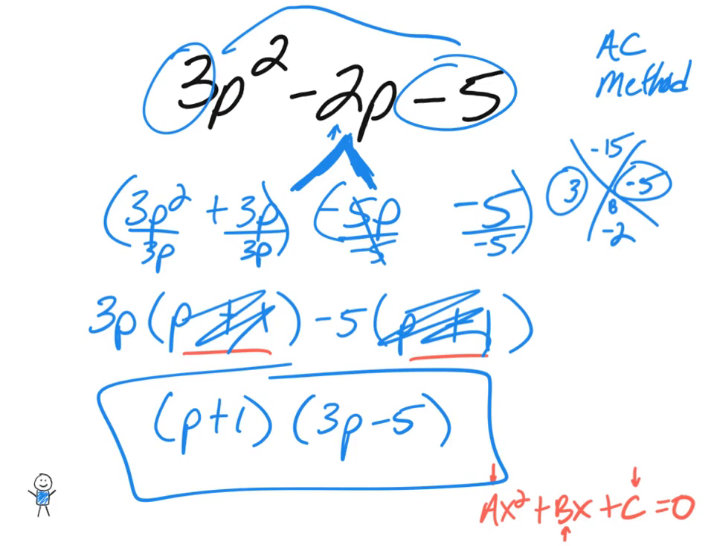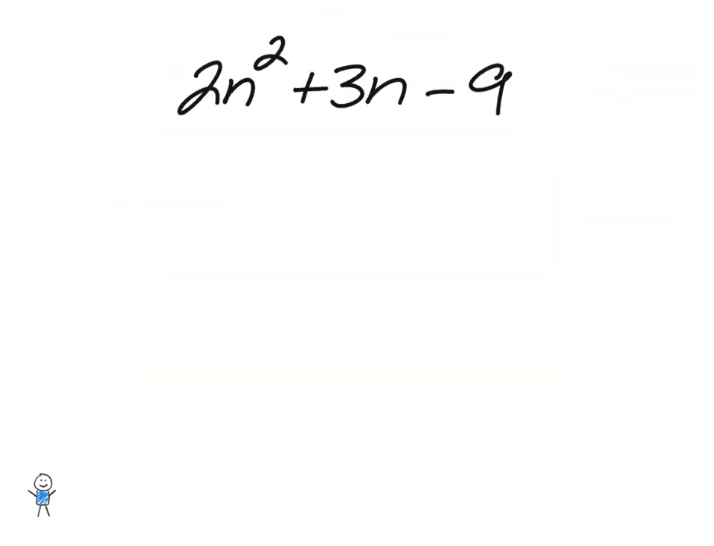Let's do one more example. This question says 2n squared plus 3n minus 9. This is a trinomial where we've been asked to factor it in this lesson. First, look for a greatest common factor. There's nothing in all three terms that I can factor out. So now I'm going to move to the AC method.